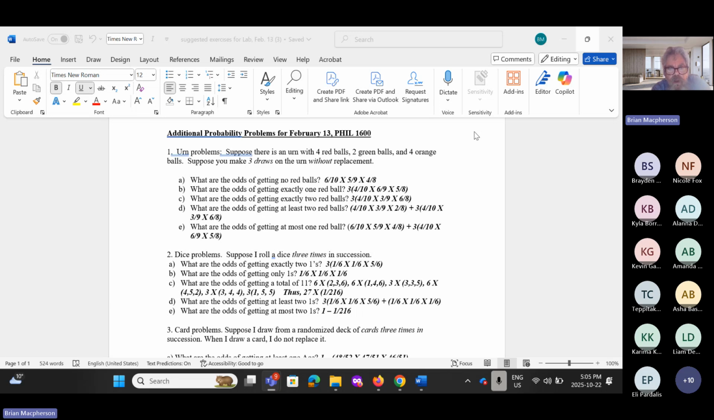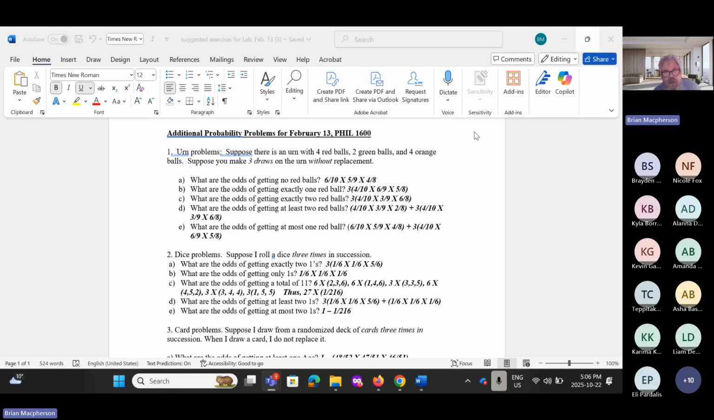What are the odds of drawing exactly 1 red ball? Okay, so exactly 1. That means that you're drawing 3 times, but in the 3 times that you're drawing without replacement, you only get 1 red ball, okay? So then there are 3 possibilities. I draw the first time and I am successful and I get a red ball, then the chance of getting a red ball is 4 out of 10.